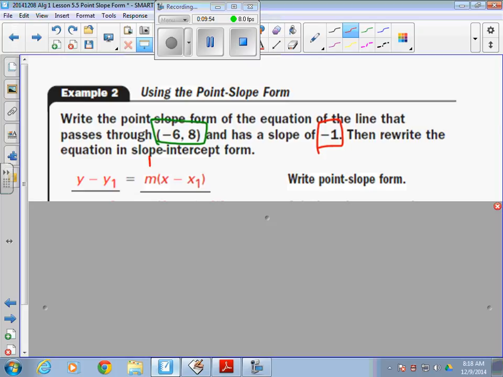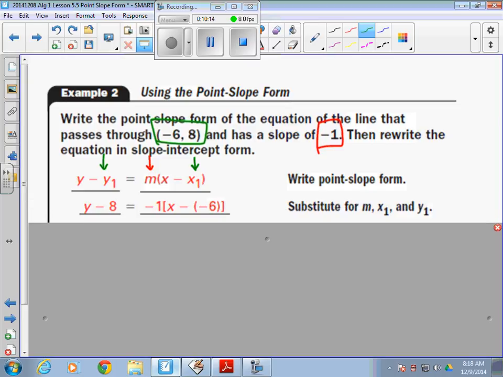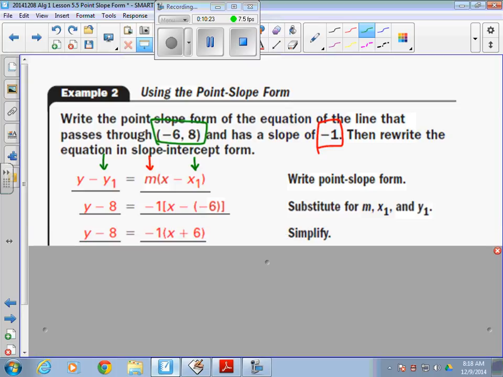So in place of m, we're going to plug in -1 right there. In place of our x and our y values, for x, we're going to plug in the opposite of -6 there, so it should say +6. And we're going to plug in the opposite of +8 right there. It should say -8. So y - 8 equals -1 times x minus a -6. Minus a negative in a second will become +6. That's what I was talking about, the opposite, +6.